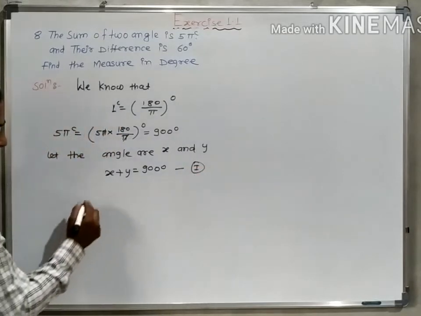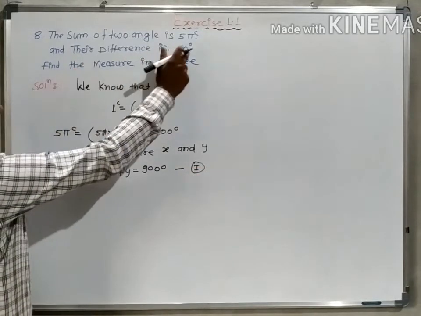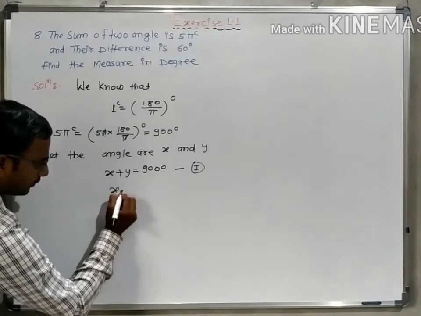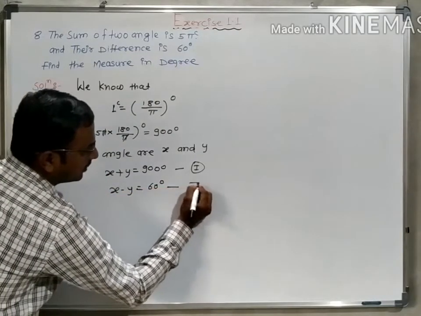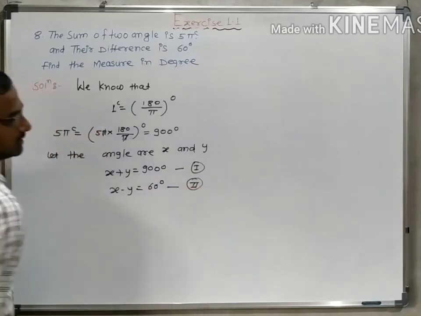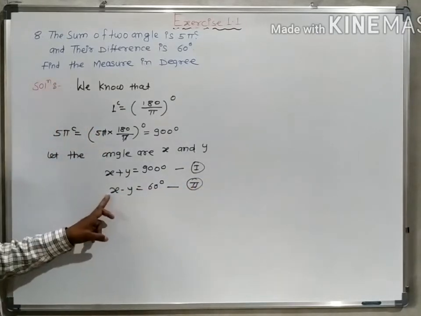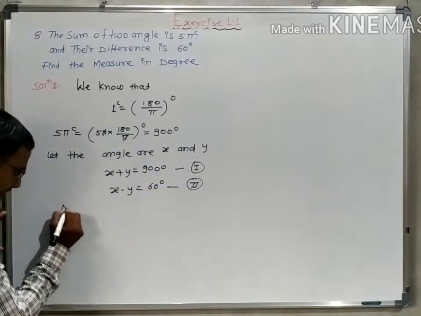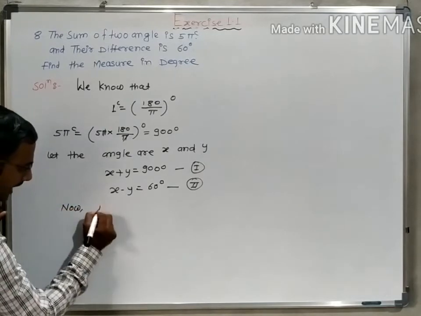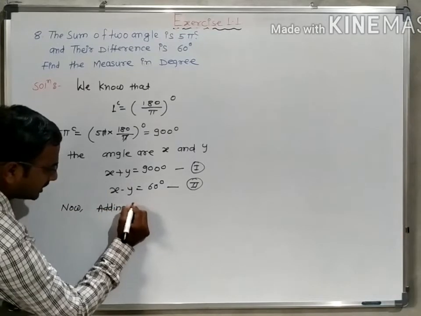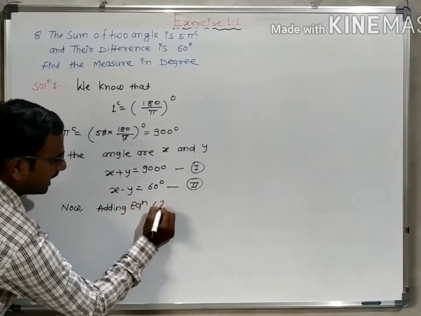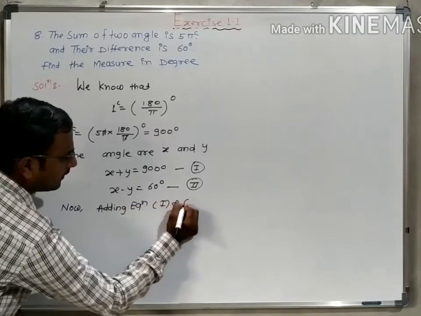Now second, the difference is 60 degree. So the difference of two angles, x minus y, is equal to 60 degree. So equation first and equation second. Now adding equations 1 and 2.